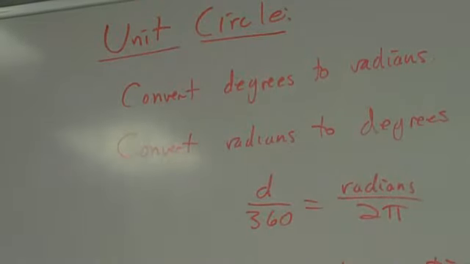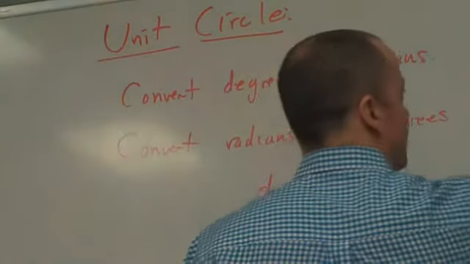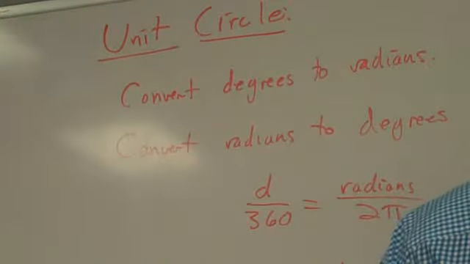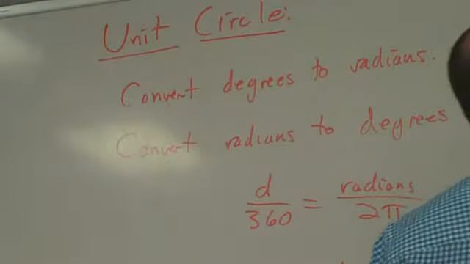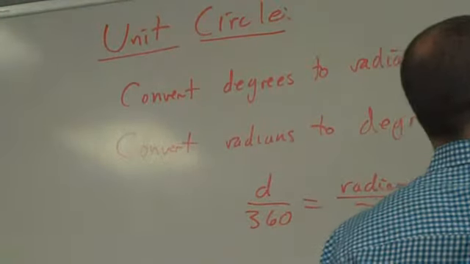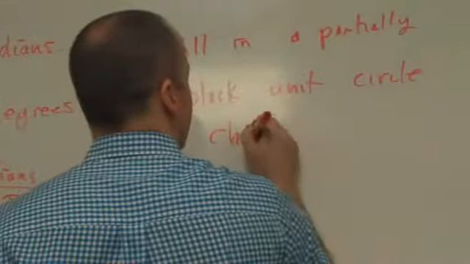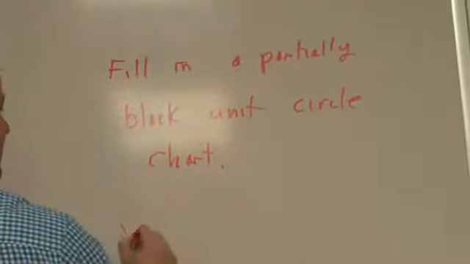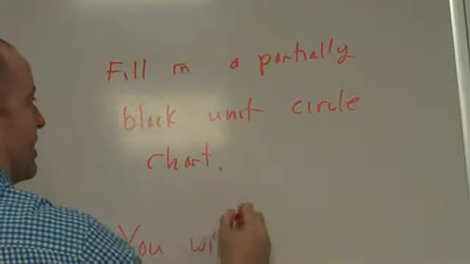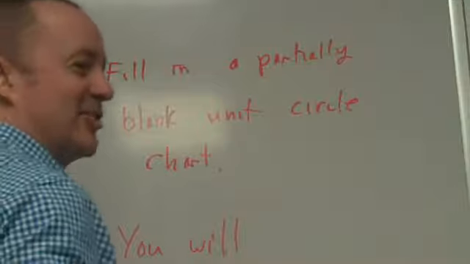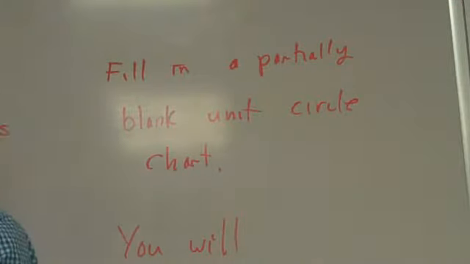This is it. You'll have to be able to fill in a partially blank unit circle chart. It says black. Pardon? It says partially black unit circle. Yes, it does. Partially blank. I guess they're all partially black once they're purchased.